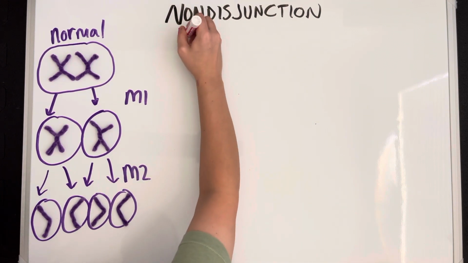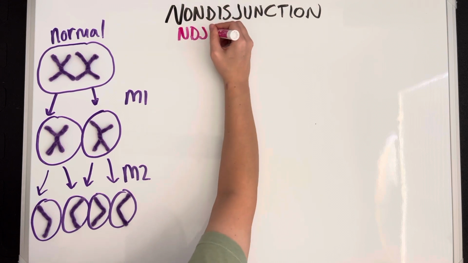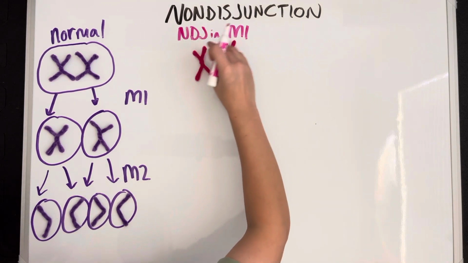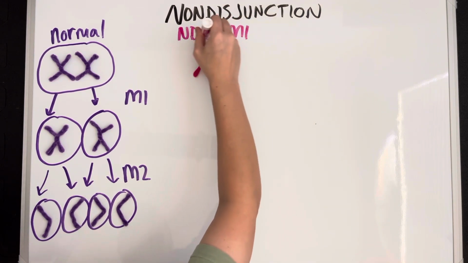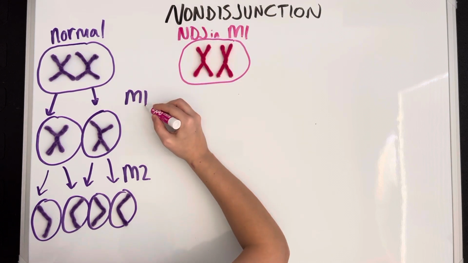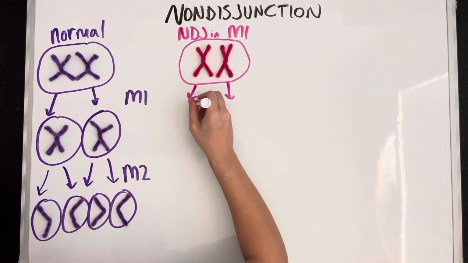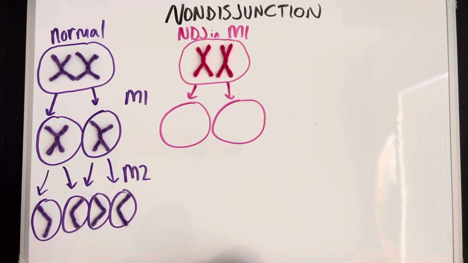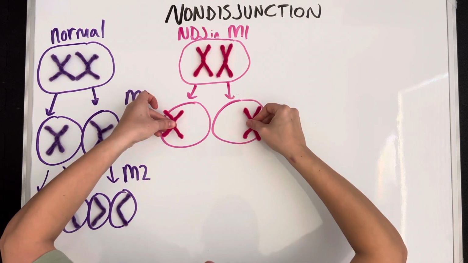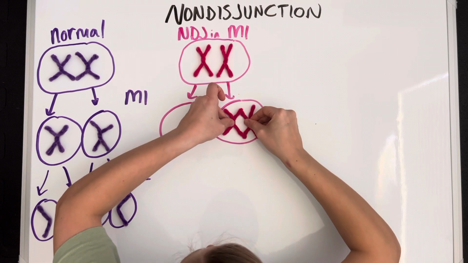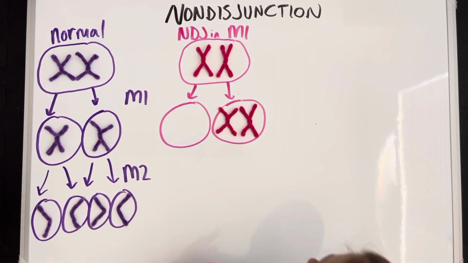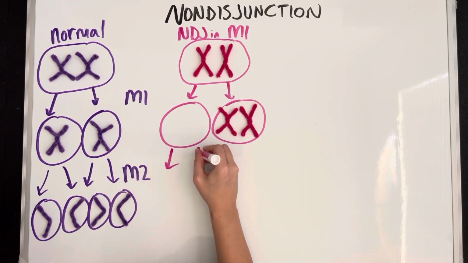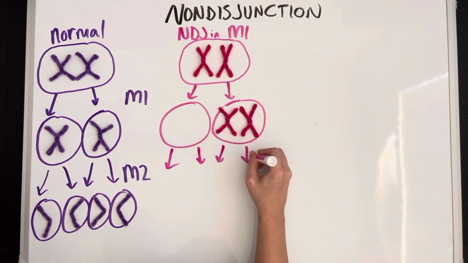So let's look at non-disjunction, just abbreviate it, in meiosis 1 first. We still have a pair. They're going to go through meiosis 1. And they're supposed to separate, but in non-disjunction they don't separate. So both of them end up in one cell and none in the other cell. And so the body's still trying to process this. It's going to undergo meiosis 2.